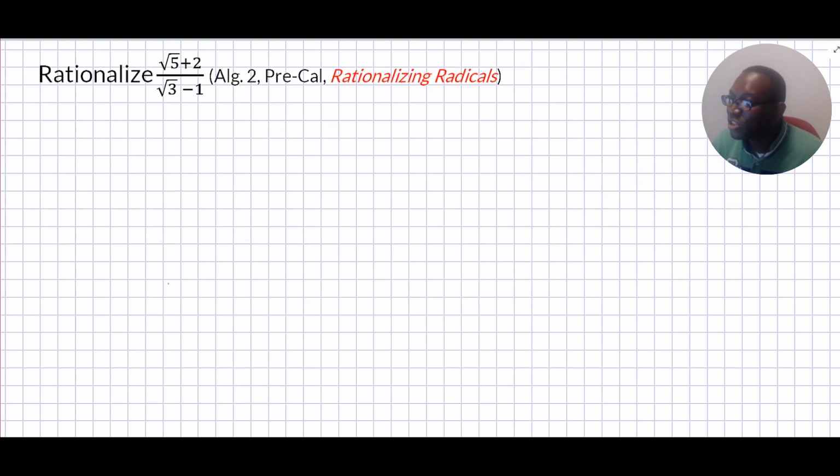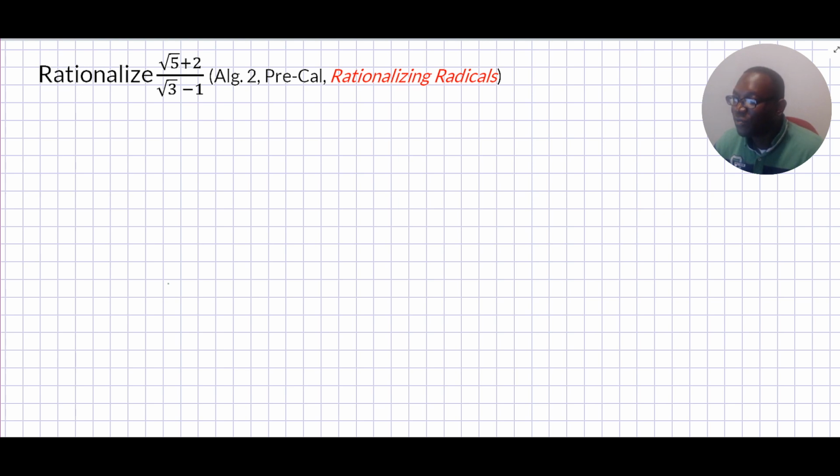So now the next question we have is to rationalize these radicals. Rationalize root 5 plus 2 over root 3 minus 1. So we're going to rationalize the radicals. How would you go about rationalizing radicals?